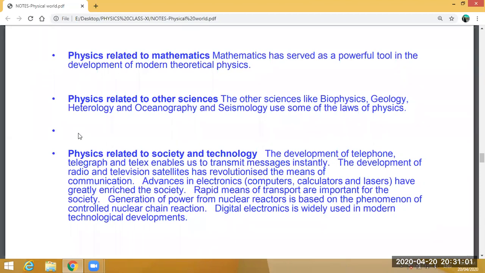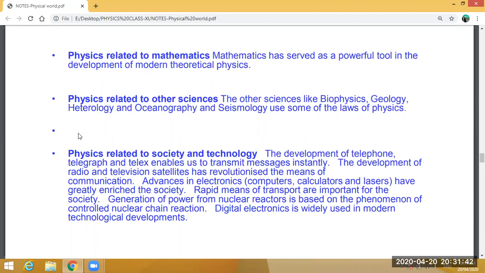Physics related to society and technology. Now we come to know how physics is related to our society and its development. The development of telephone, telegraph, and telex enables us to transmit messages instantly to distant places. The development of radio, television, and satellites has revolutionized the means of communication in our civilization, and advances in electronics, computers, calculators, and lasers have greatly enriched society and changed its lifestyle.